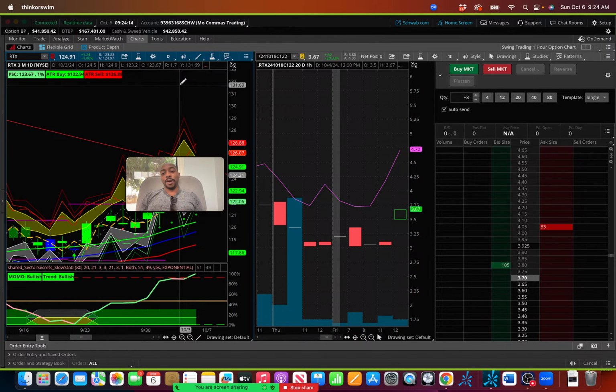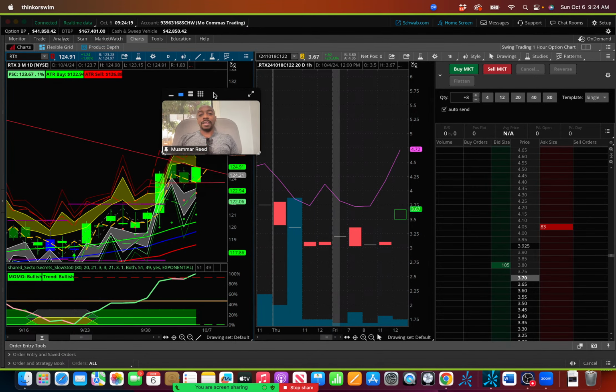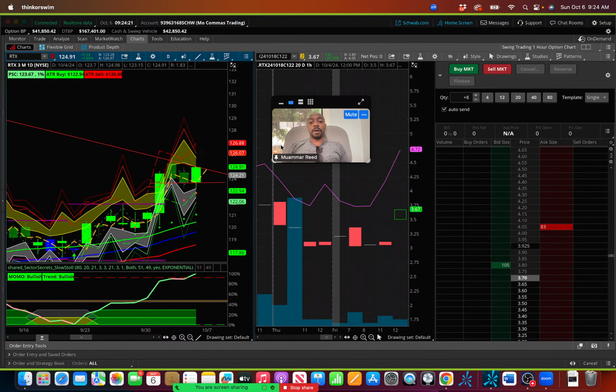So that's why I actually use my phone a lot to trade. Some traders will cringe, but I find it easier to get out of trades on my phone, and it's easier to get into spreads through my phone versus on a laptop or a computer.